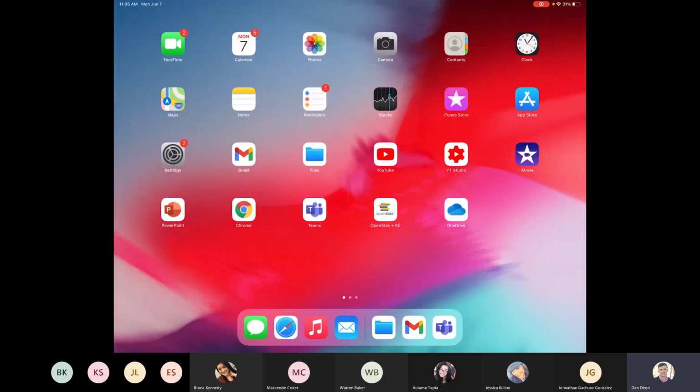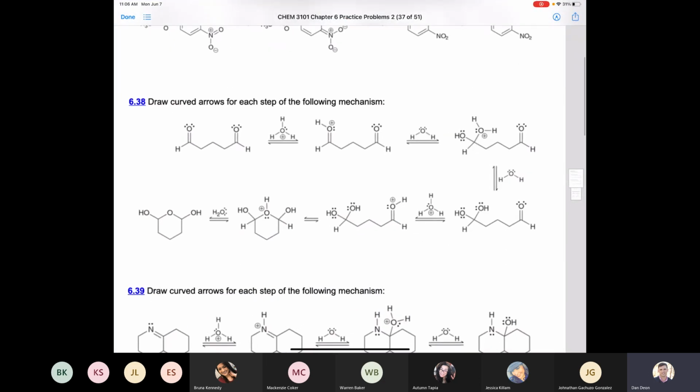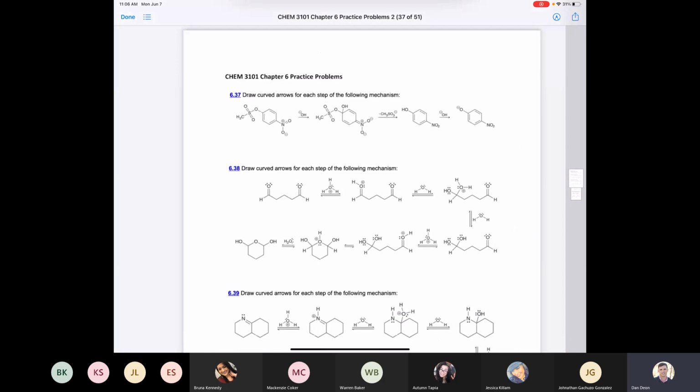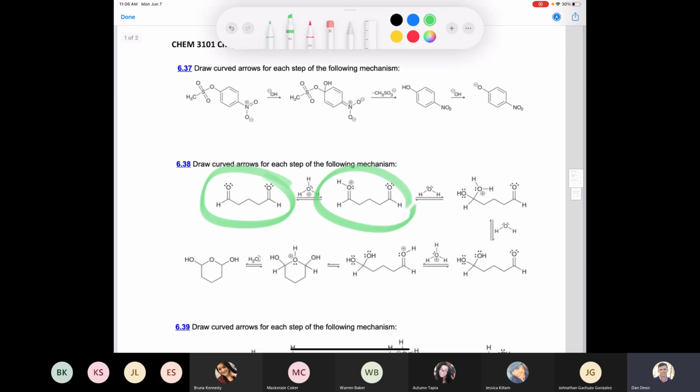So let's start with question 6.38. In next class, we're going to come back and try the rest of these. Again, these come straight from your textbook. The reason I made a PDF of them is because it's so time consuming to draw every single molecule. This way we can spend our time focusing on what you're trying to learn in this class, which is what? Trying to draw the curved arrows.